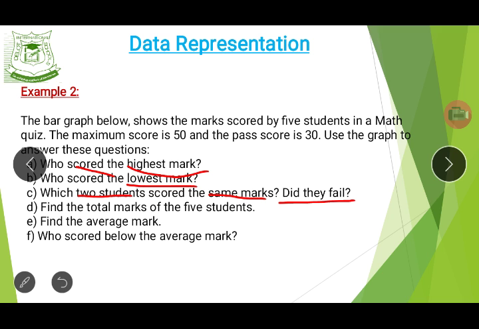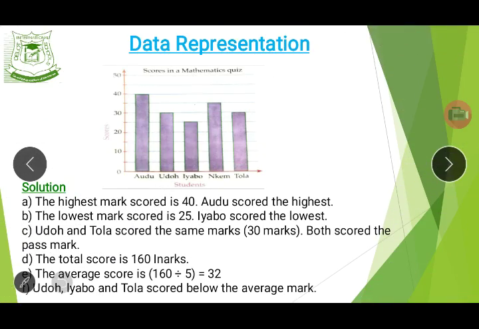Okay, then the 4th question says find the total marks. All right, what is the total marks of the 5 students? All right, and then the 5th one says find the average mark, and then who scored below the average mark. So let's look at this. Let's look at the solutions now that I put there for you.